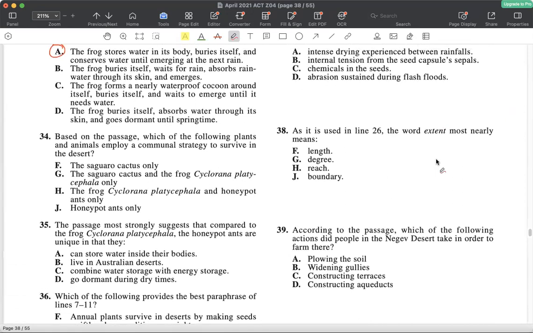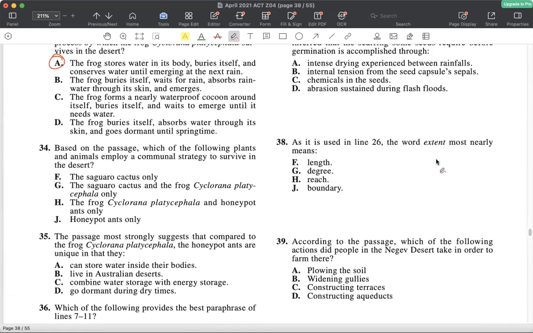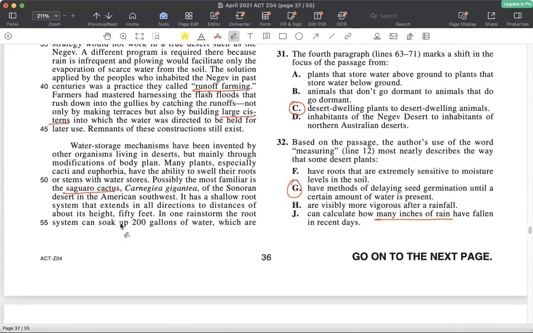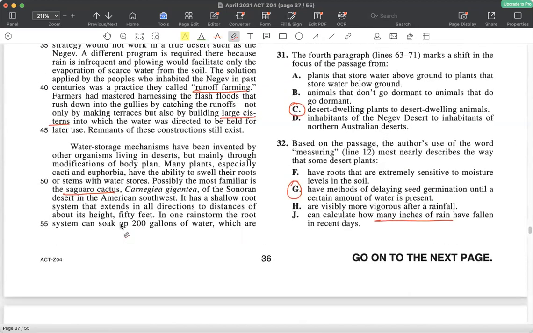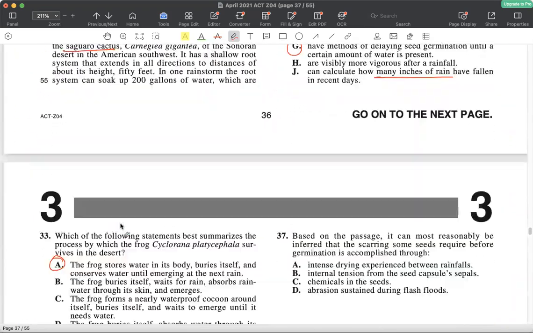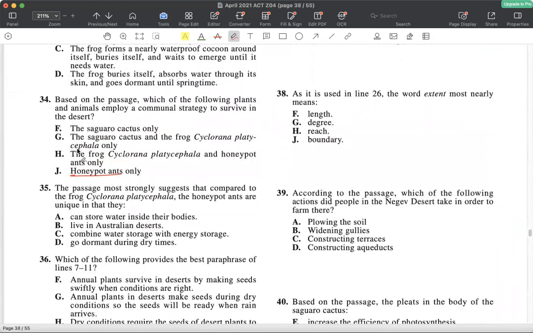Okay. Based on the passage, which of the following plants and animals employ a communal strategy to survive in the desert? So the ants, for sure, they definitely apply a communal strategy. They work together. The cactus, no, the cactus works alone. So there is no mention of the cactus applying.